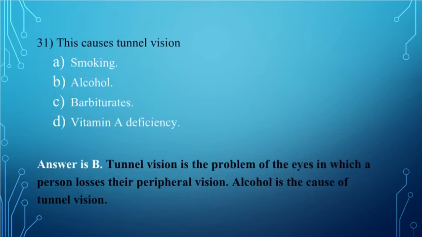31. This causes tunnel vision. A. Smoking. B. Alcohol. C. Barbiturates. D. Vitamin A deficiency. Answer is B. Tunnel vision is the problem of the eyes in which a person loses their peripheral vision. Alcohol is the cause of tunnel vision.